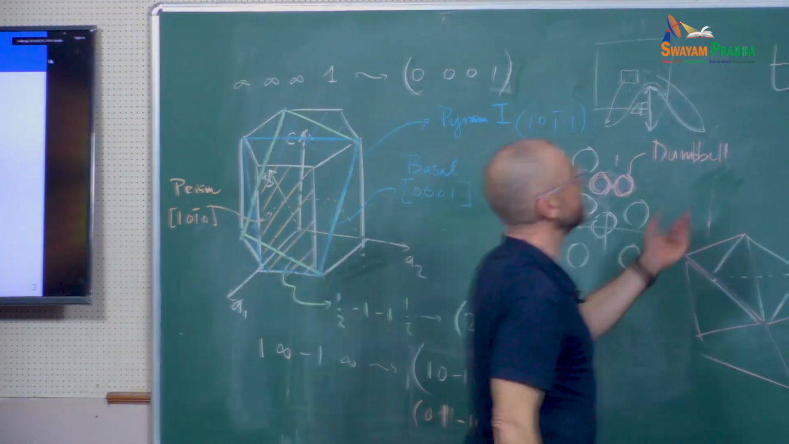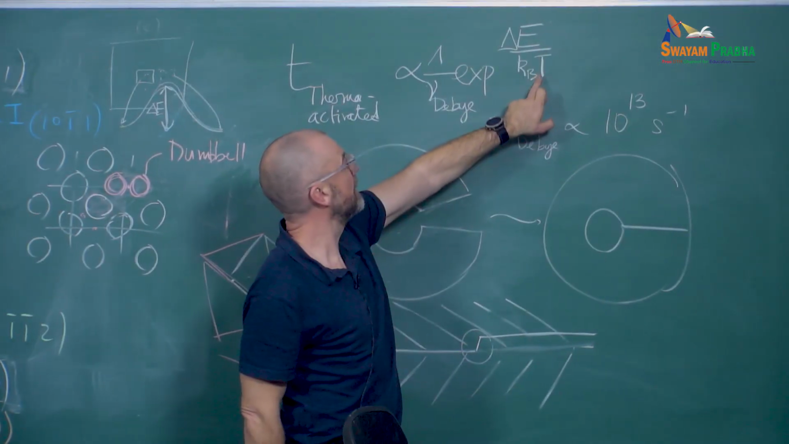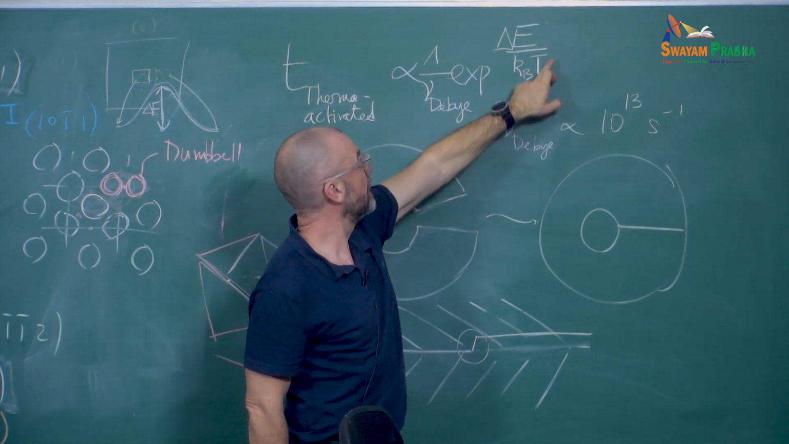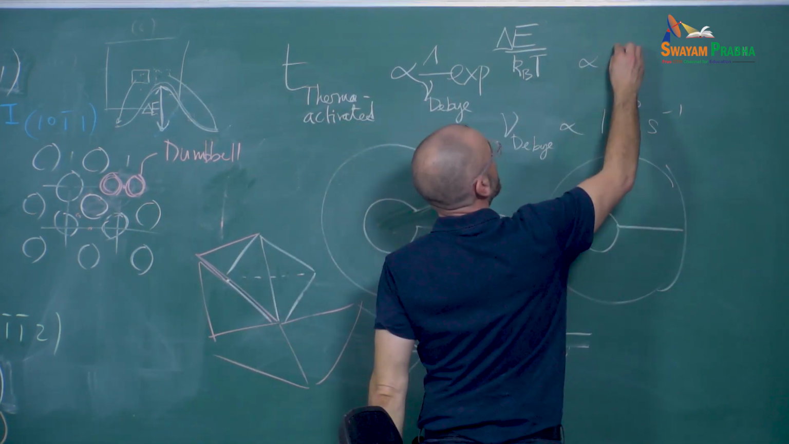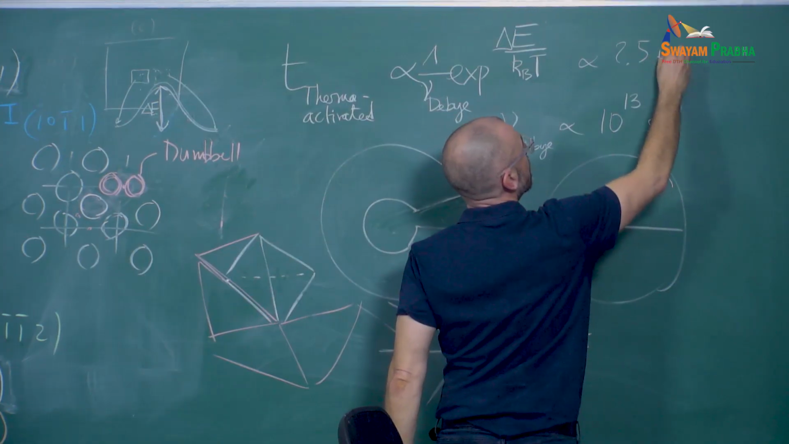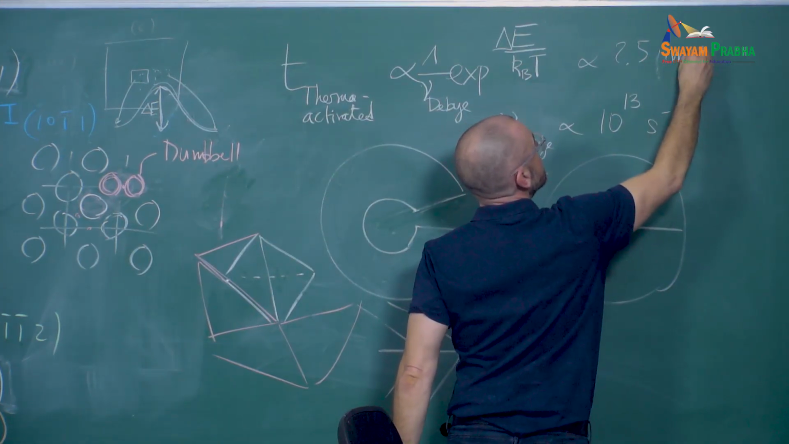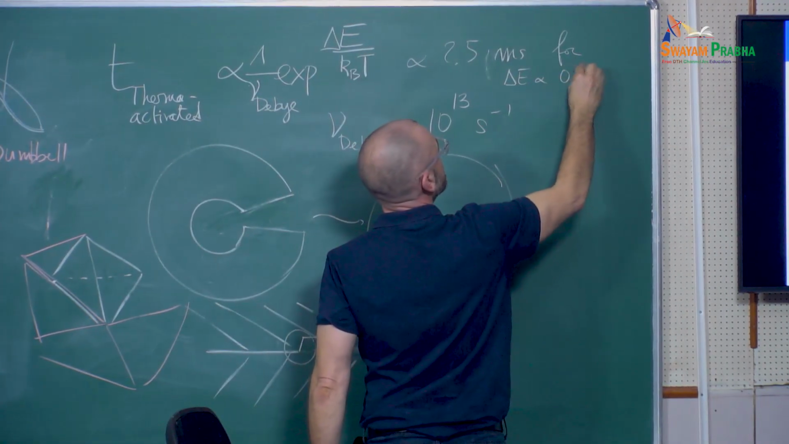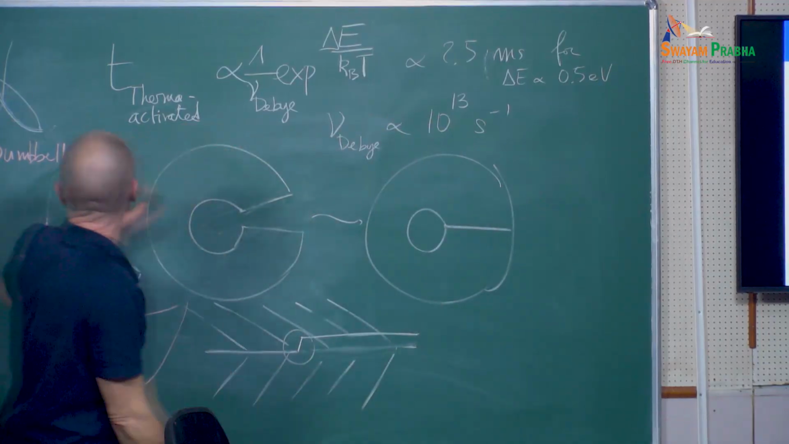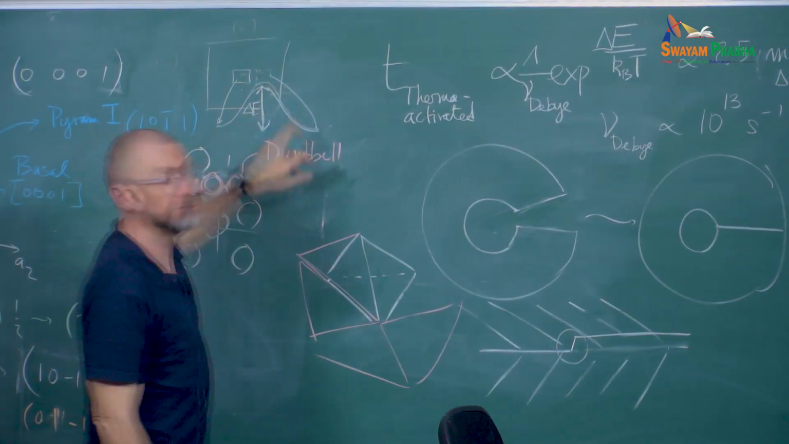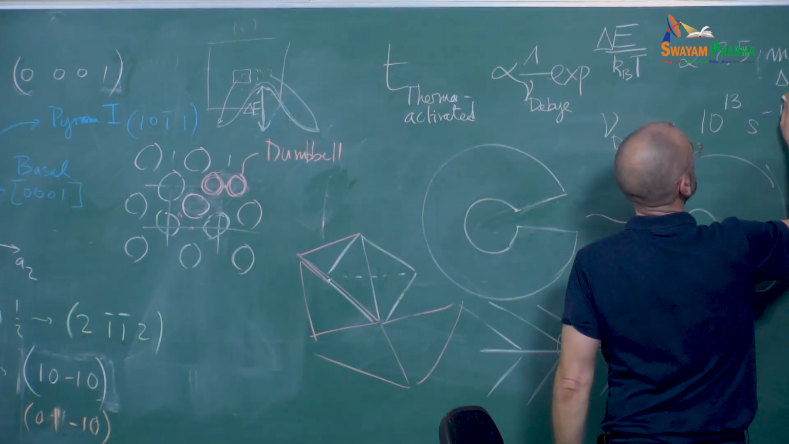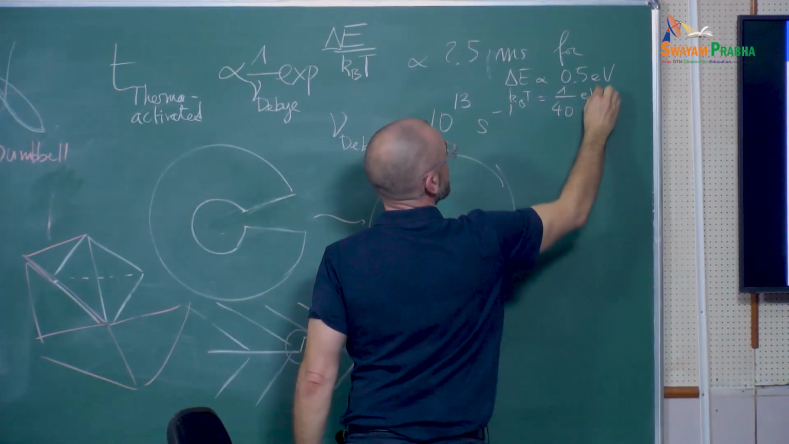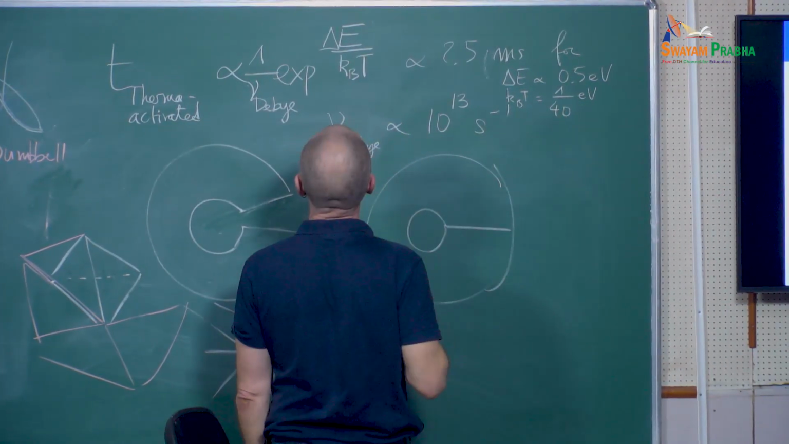Right, so if you plug in numbers, for example, you put half an eV, you put room temperature, you put 10 to the 13. What you get here is something which is on the order of 2.5 milliseconds, for delta E of 0.5 eV, which is the typical barrier for vacancy migration. And then you put kBT, which is 1 over 40 eV. That's the thermal energy at room temperature, etc.